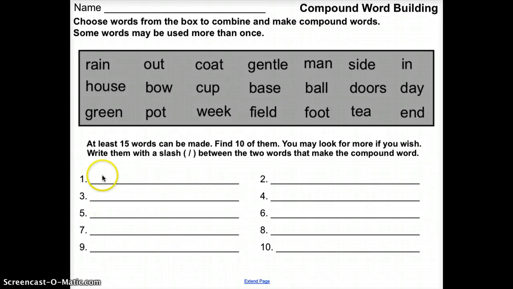All right, here I'm just going to give you a couple of directions and instructions and examples on how to do the assignments for spelling and grammar, the homework assignments. So first thing we're going to do is look at the directions. It says choose words from the box to combine and make compound words. Some words may be used more than once.